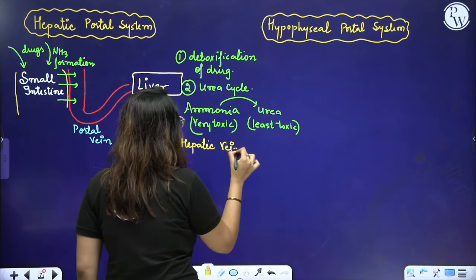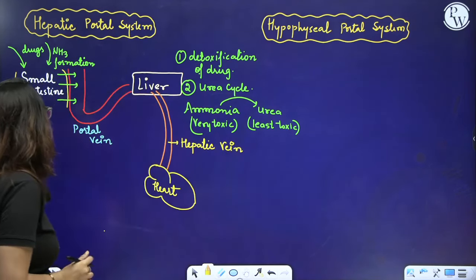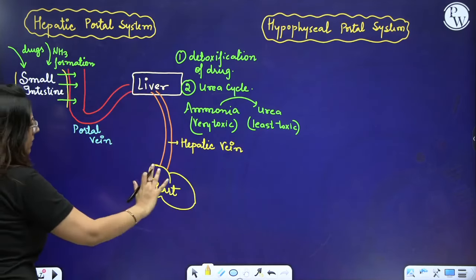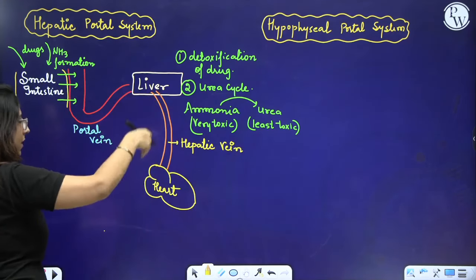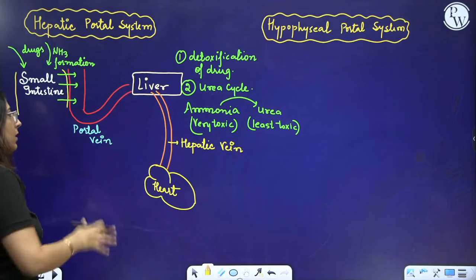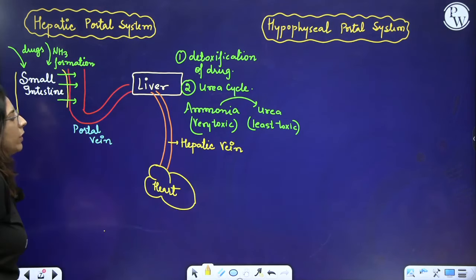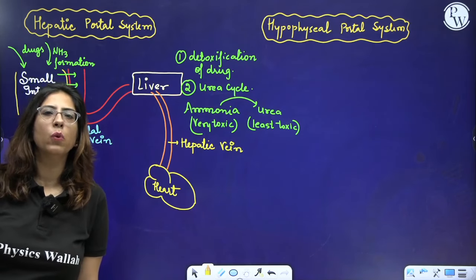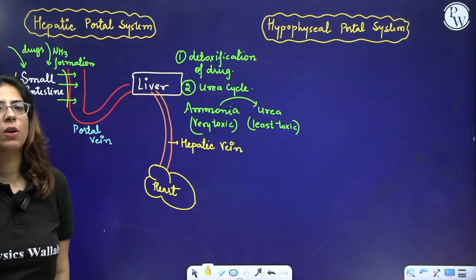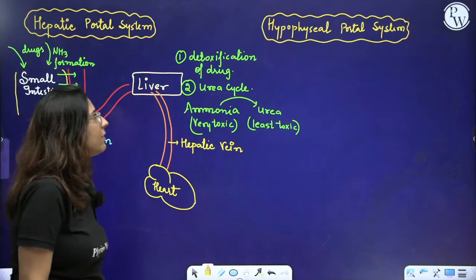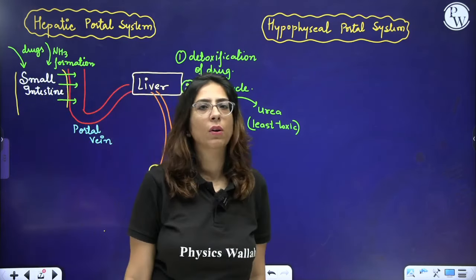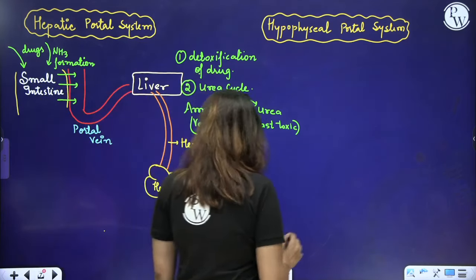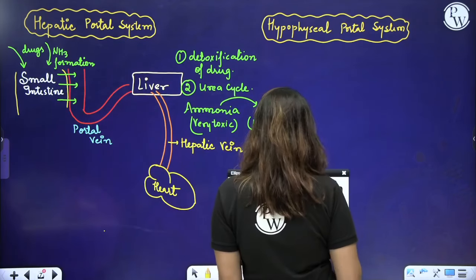So just imagine this situation. If there is this particular vessel going straight, that means drugs will also go into lungs. The ammonia will also go into the heart. So this should not be done. This we do not want, right? You know, the heart is a vital organ, and that actually we do not want. Clear? Now this is all about the hepatic portal system.